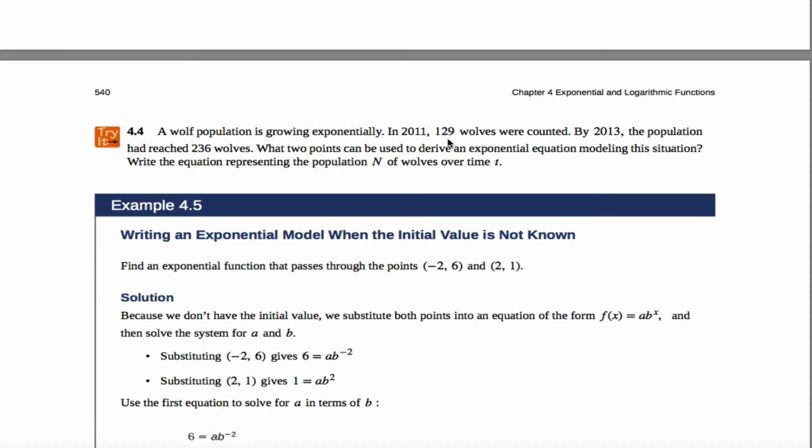And then we're told in 2011, 129 wolves were counted. By 2013, the population had reached 236 wolves. They want you to know what 2 points can be used to derive an exponential equation modeling this situation. Write the equation representing the population of wolves over time t.